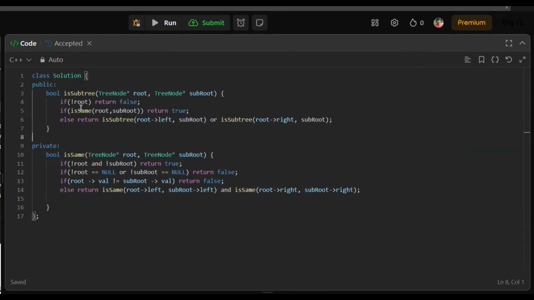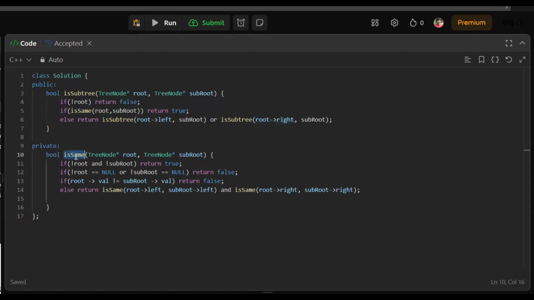Now here, this function is given isSubtree, which has a root and the subroot, and if root is null, we have to return false. Otherwise, we have to check whether this root and subroot are equal or not. If they are, we have to return true. Otherwise, we have to recursively call the DFS function, or the isSubtree function, on the root's left and the root's right.